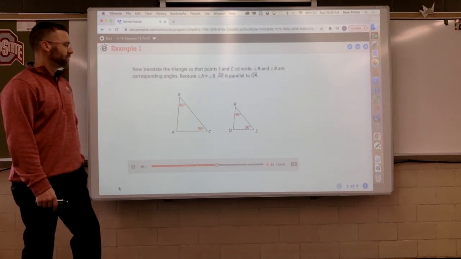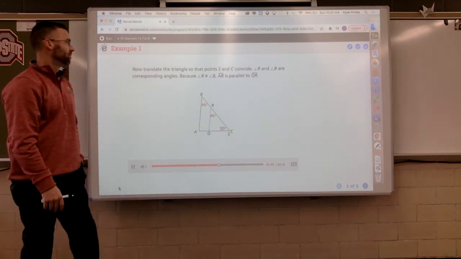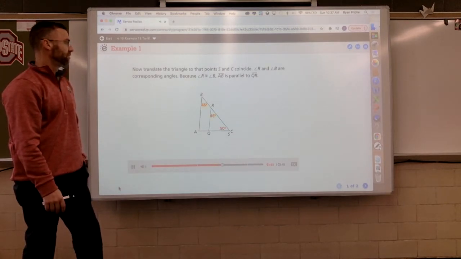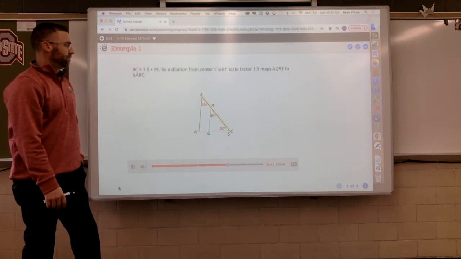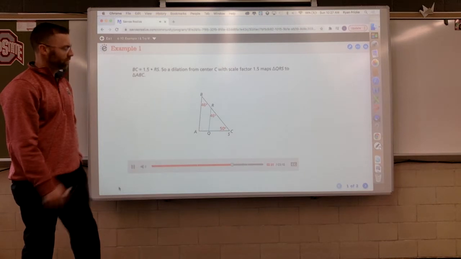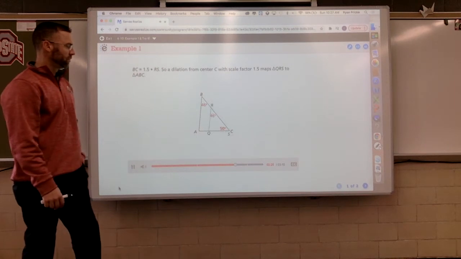Now, translate the triangle so that points S and C coincide. Wow, look at that. They're the same angle. Angle R and angle B are corresponding angles. Because angle R is congruent to angle B, side AB is parallel to side QR. The length of BC equals 1 1/2 times the length of RS. So a dilation from center C with scale factor 1 1/2 maps triangle QRS to triangle ABC.